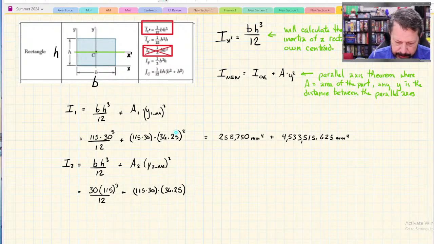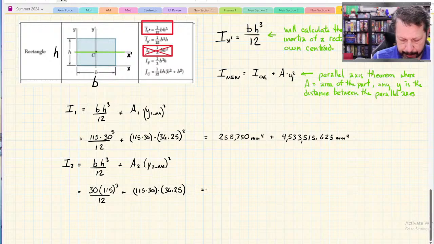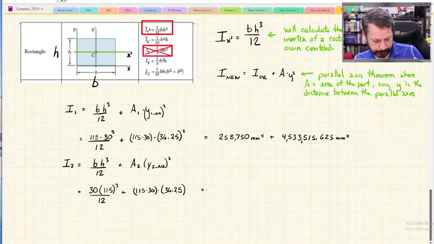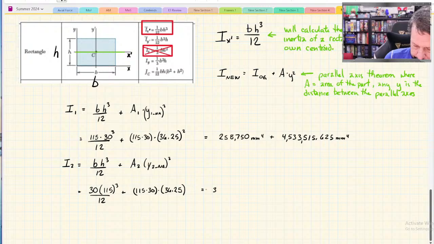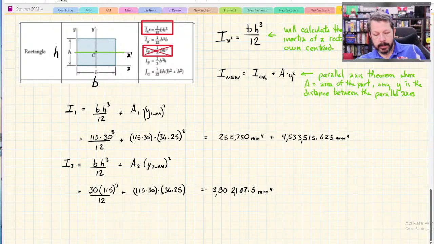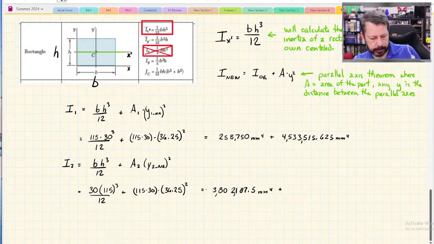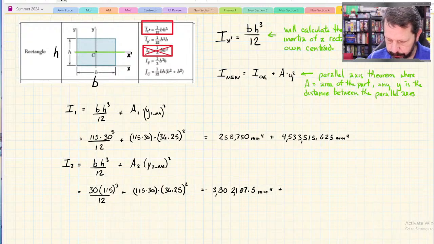All right. So let's add all this stuff up. 115 cubed times 30 divided by 12. So I get a giant number here: 3,802,187.5 millimeters to the fourth. So 3.8 million. And then I'm going to add a little bit. Oh, that 36.25 was squared. 36.25 squared times 115 times 30. 453. Oh, that's the same. Yeah, it's the same number.